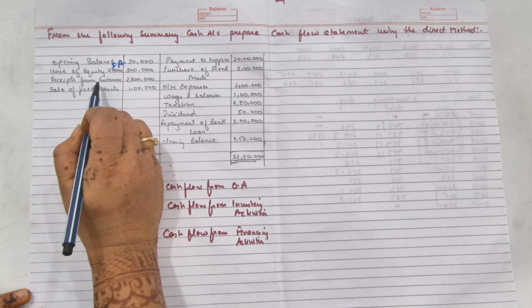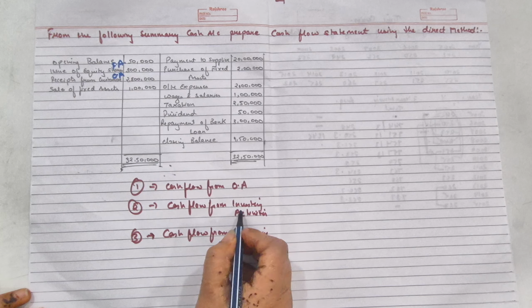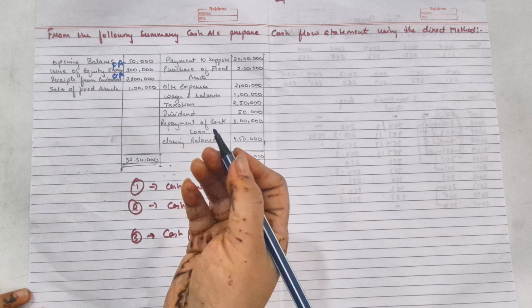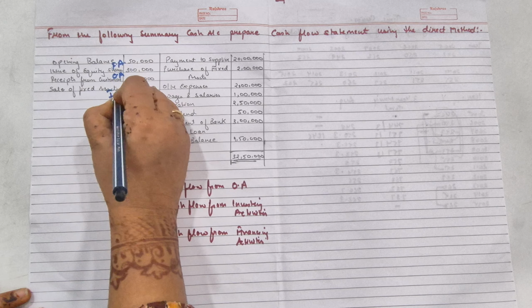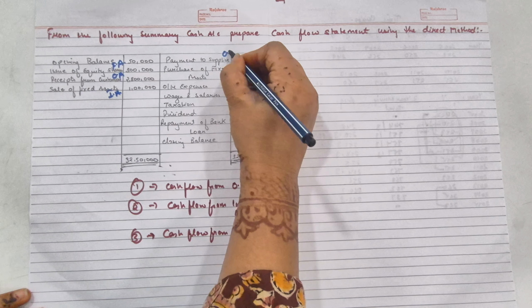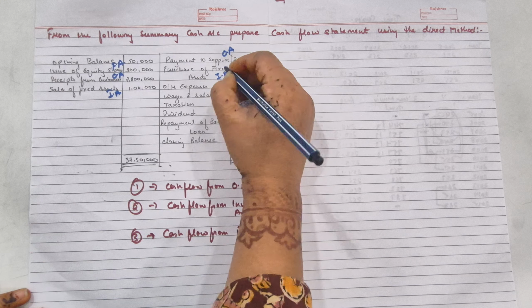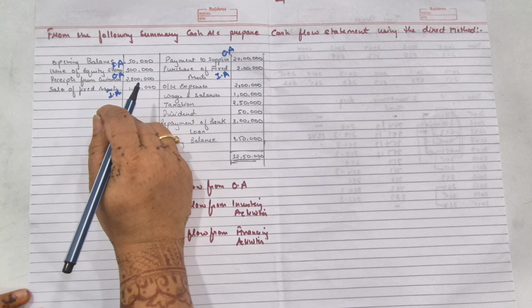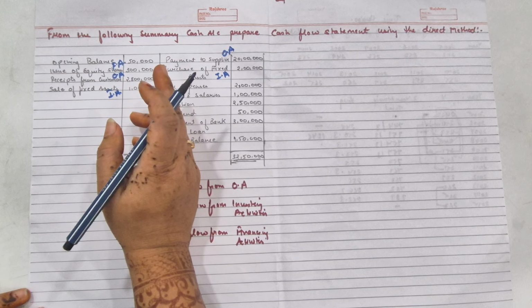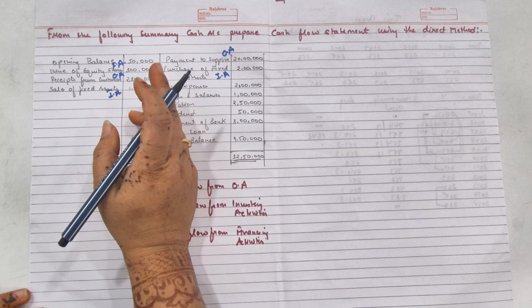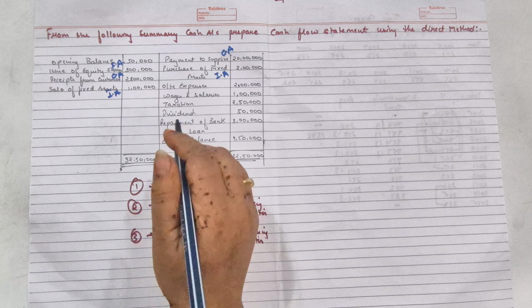Then receipt from customers is your operating activity. Sale of fixed asset is what? It is your investment activity. Purchase of fixed asset and sale of fixed asset are your investment activities, students, so it will be IA. Then payment to supplier is obviously your operating. Then again purchase of fixed asset is your investment activity. Issue of shares, redemption of debentures, issue of preference shares and equity shares are all your financing activities, students.